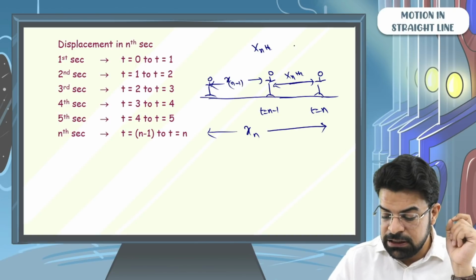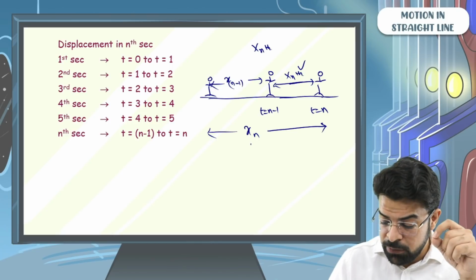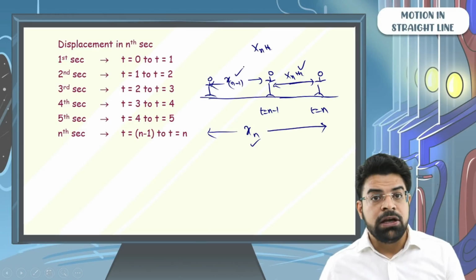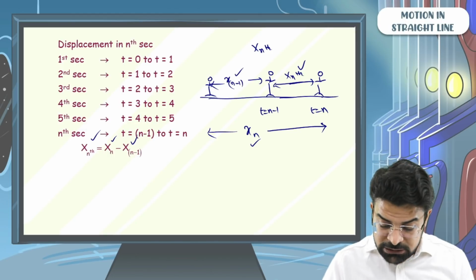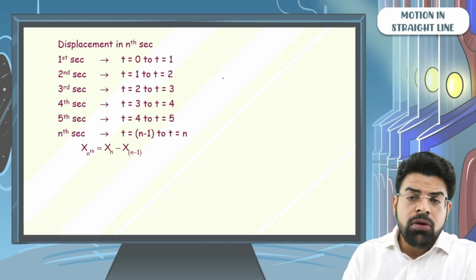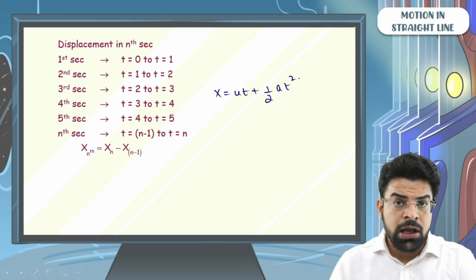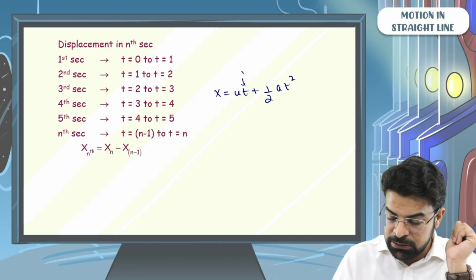So we can say the displacement in nth second is the same as displacement up to time equals n minus displacement up to time equals n minus 1. From the second equation of motion, we know that displacement equals ut plus half a t square. If you need to find displacement up to time equals n, in place of t, substitute n.